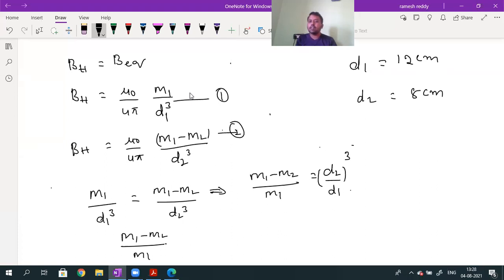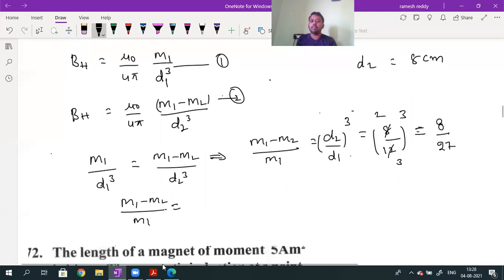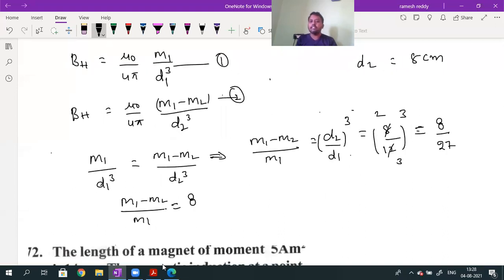So d2 value is 8, d1 value is 12, whole cube. 4 twos are 8, 4 threes are 12. 2 cube means 8, 3 cube means 27. So (m1 minus m2) divided by m1 will be equal to 8 divided by 27. Cross multiplying, I get 27 into m1 minus 27 into m2 equal to 8 into m1.